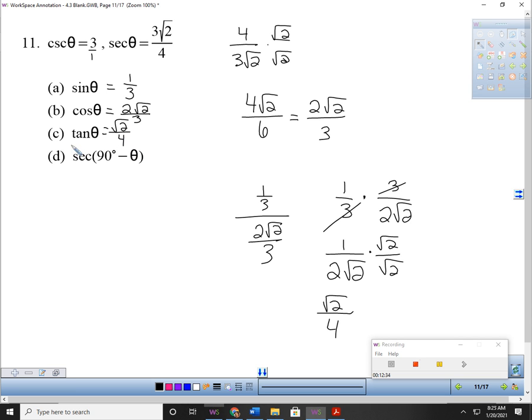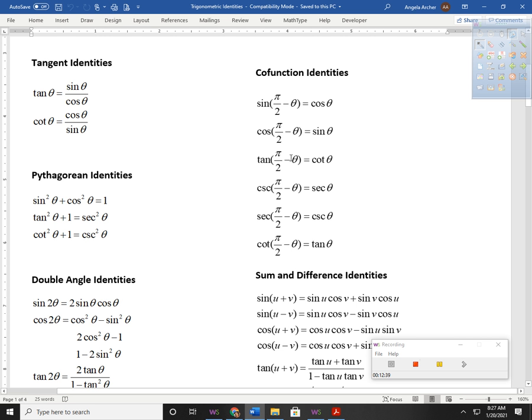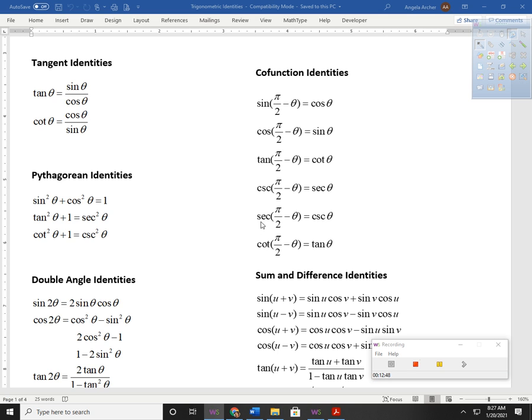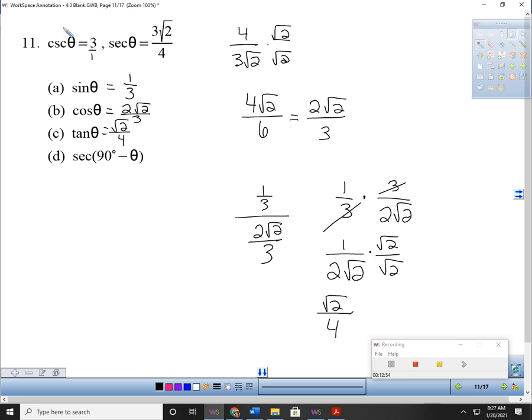And then here's another one where they're giving you that 90. So if you look at your cofunction identities, remember this pi over 2 is the same thing as 90. So when I look at this problem, they want to know the secant of 90 minus theta. Well, secant of 90 minus theta is the same thing as cosecant theta. So I already know cosecant theta is just 3. So when you see that, don't freak out. Just look and see what it's equivalent to, and then you'll know.